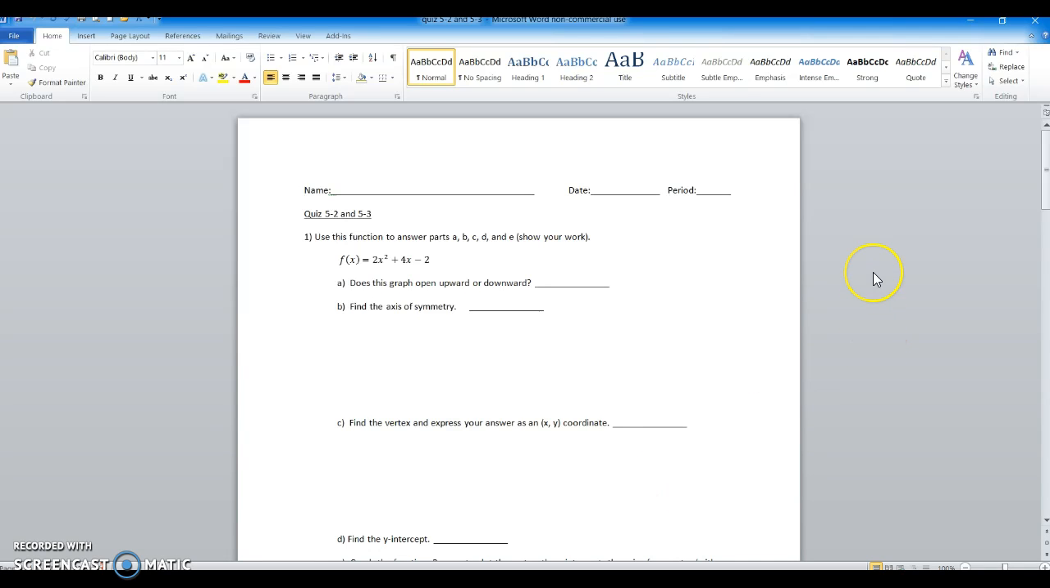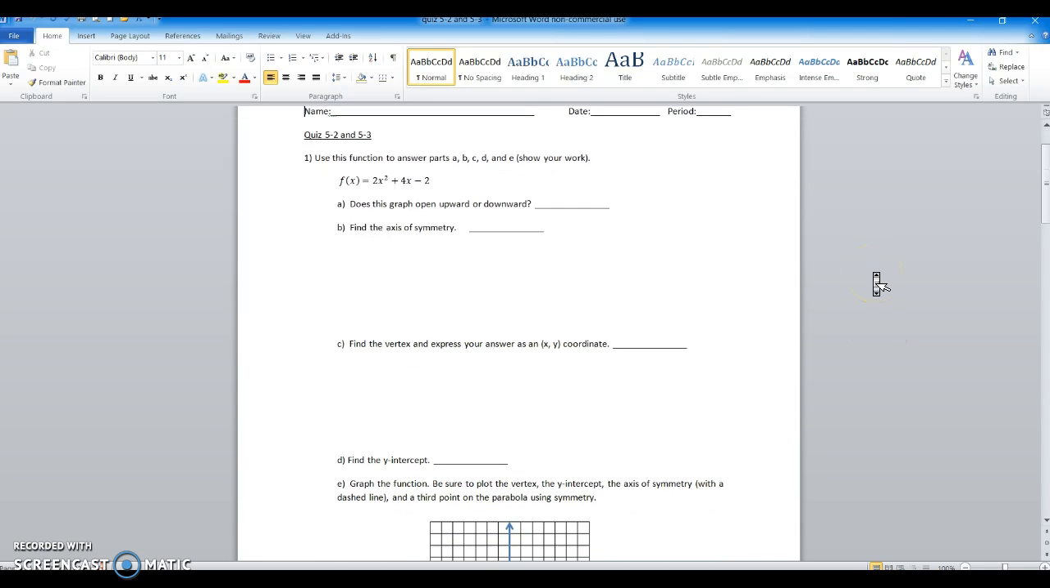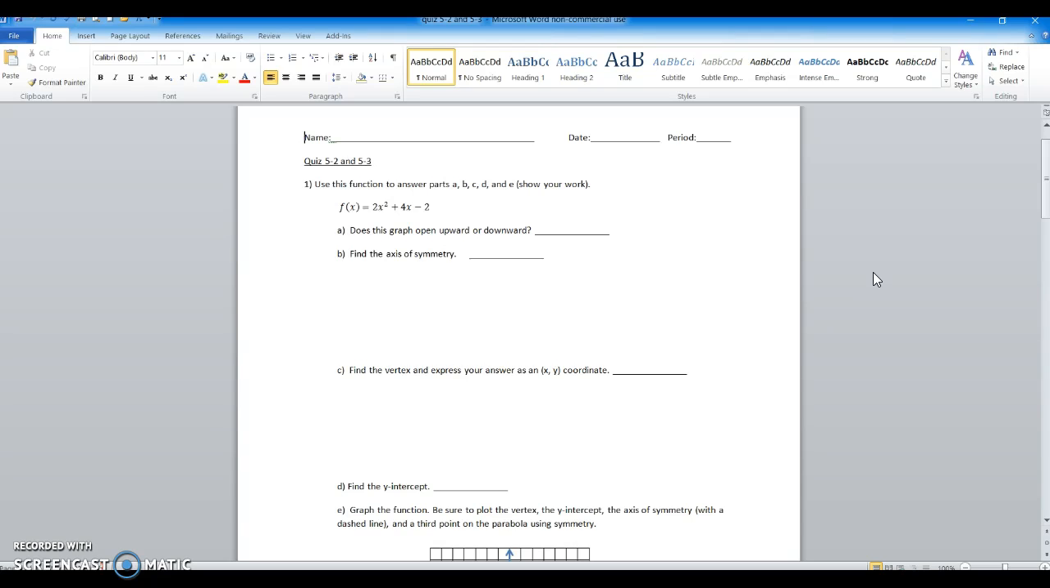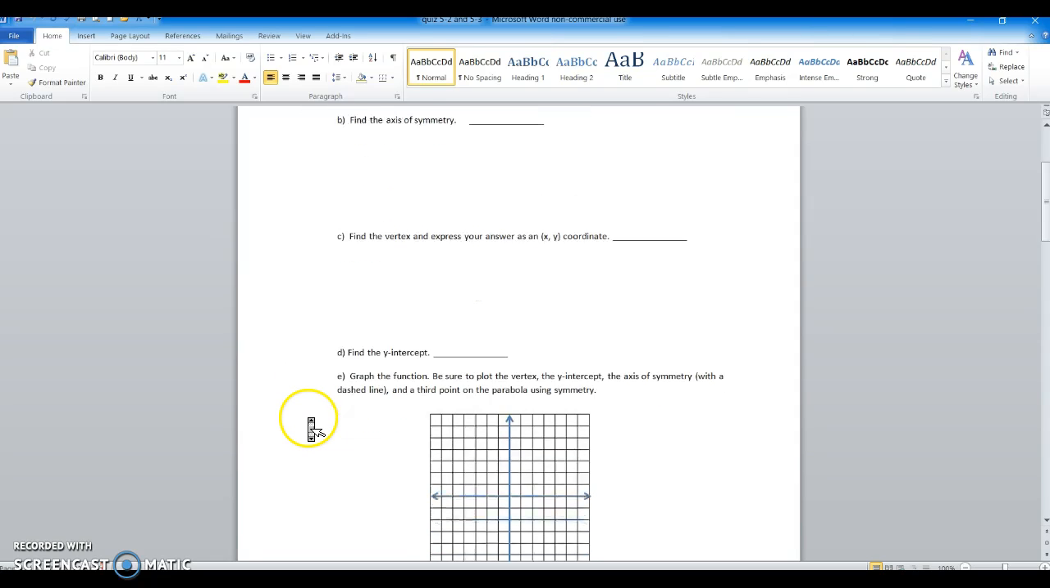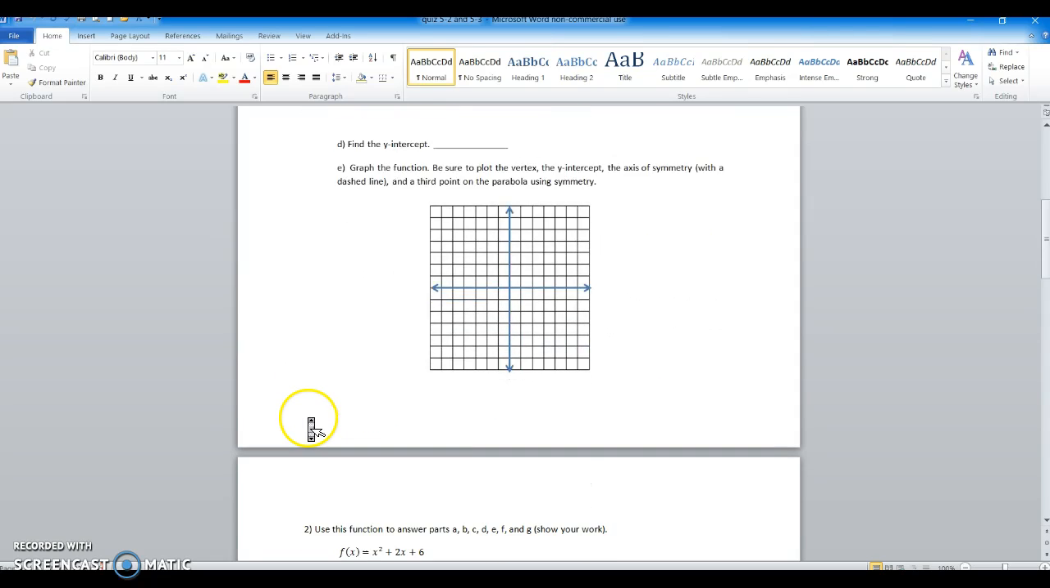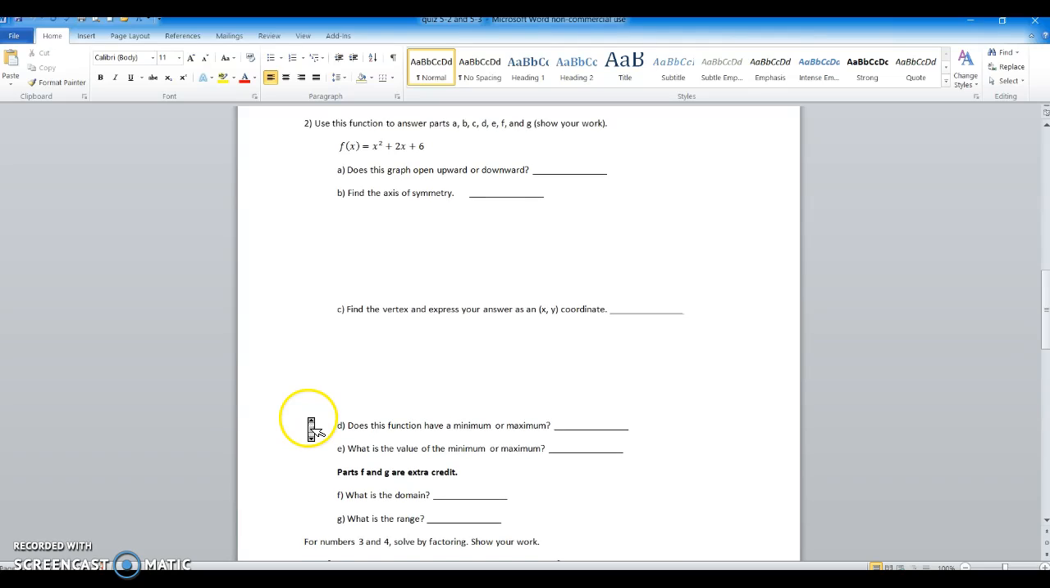So here's just a general overview of my first question, and I have that sort of flow where I give you the original function, I ask you a bunch of stuff about it, and then it ends with a graph. I have a similar question on the second page, but instead of a graph, I ask a couple different questions at the end here about minimum and maximum, as well as domain and range.